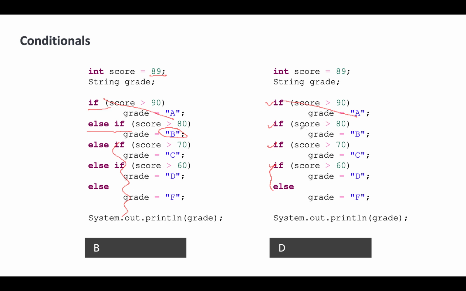Next if, is 89 greater than 80? Yes, it is. So we're going to set the grade as B. So this line is executed. Next if, okay, so is 89 greater than 70? Yes, it is. So now grade is no longer B, it is C. Next if, is grade greater than 60? Yes, it is. So our grade is now set to D. And we skip the else statement and we print this grade, which gives us D. All right, so that is that. Let's go to the next slide.